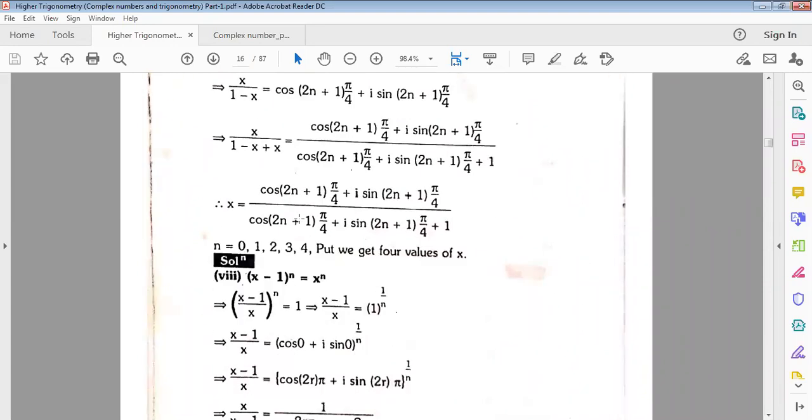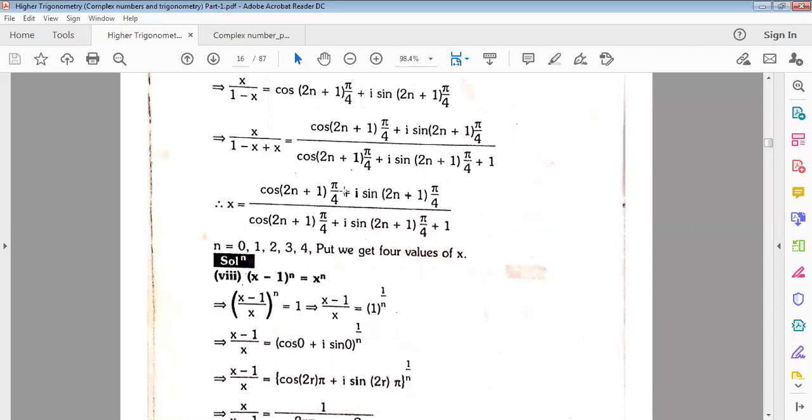Putting n equals to 0, what's the value here? Cos n equals to 0, cos pi by 4. Cos pi by 4 means 45 degree, then sin 45 degree. So n equals to 0 means cos 45 degree plus i sin 45 degree. That means this one cancels. Then x equals to what will be? Only 1.